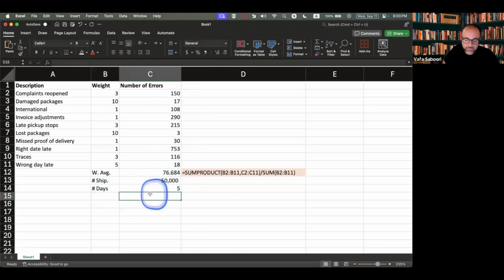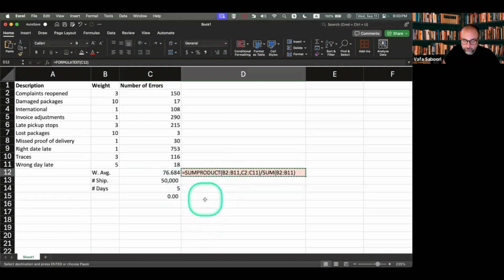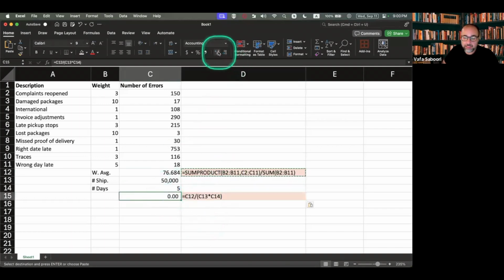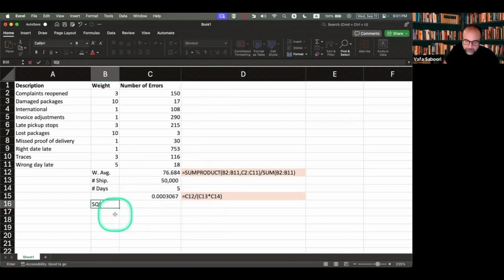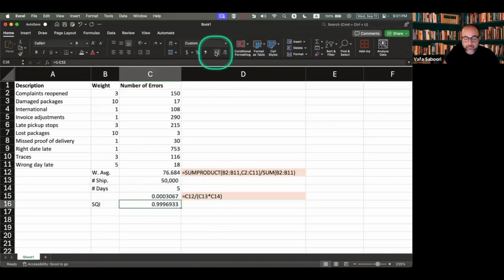Okay, so that is going to give me this value, which I have here, divided by 50,000 multiplied by 5. So that is going to be the formula that I have used here, and this is going to be a very, very small number. So my SQI is going to be 1 minus this value. Again, this number is very close to 1, and we need to show it as a percentage. So as you can see here, this percentage is 99.96.